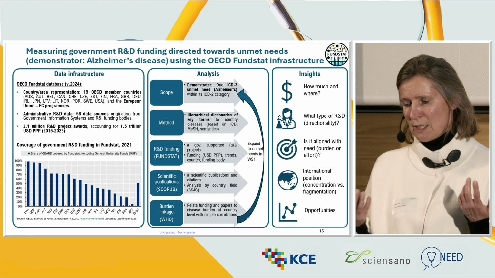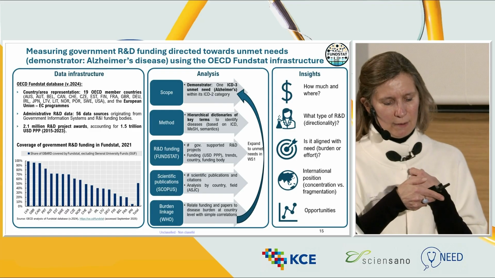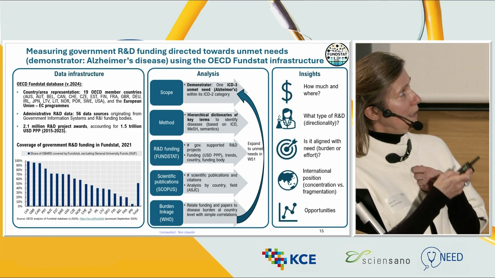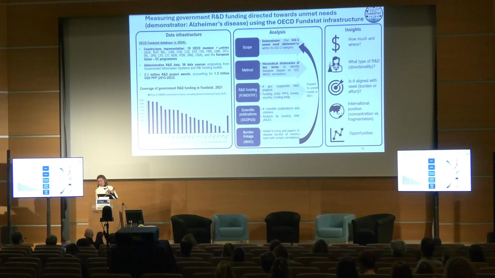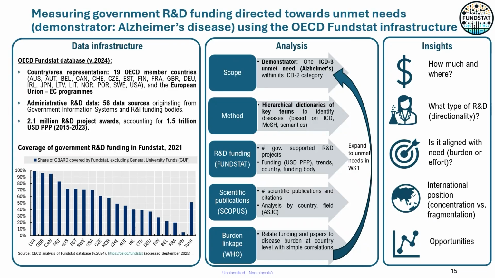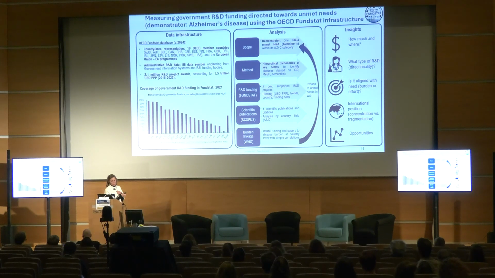So this is a big database, and on this chart on the left side, people looking at screens at home would see better than you, I guess, what is happening there. We have the coverage of this database by comparison to the government R&D funding as a whole. If you look at France or Belgium, for example, the coverage is pretty small. I cannot explain for Belgium.